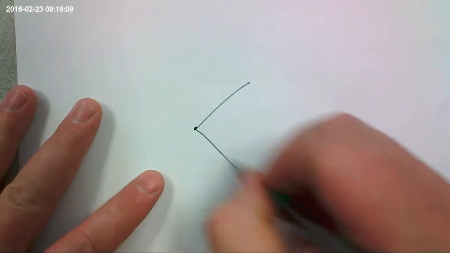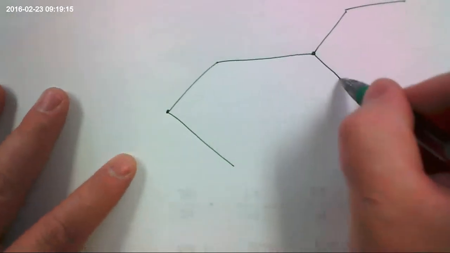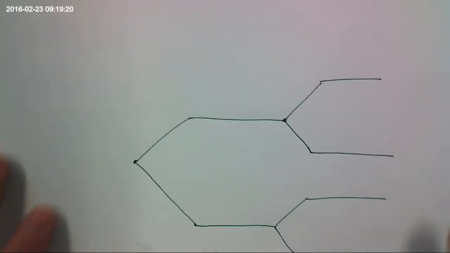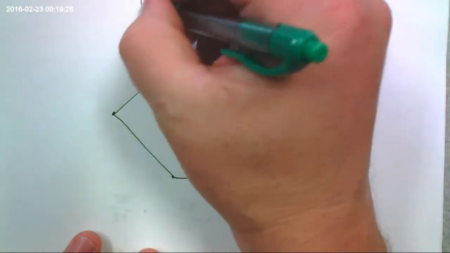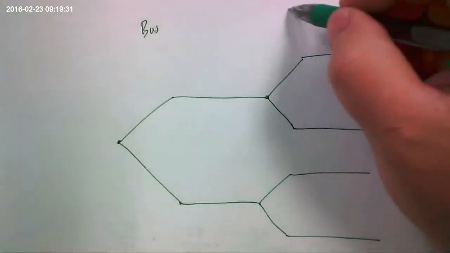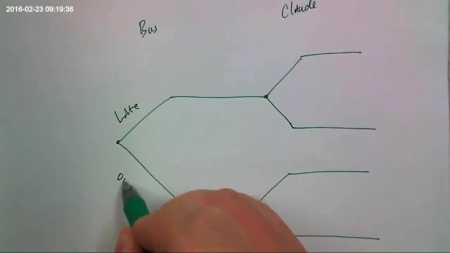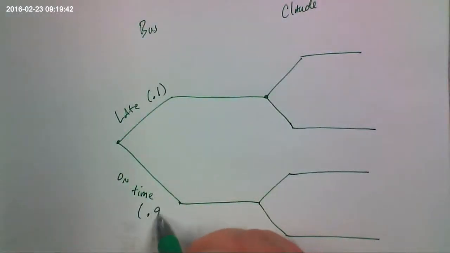Okay. Let's make a nice tree diagram. You could do this with us. How many of you got 0.08 for that answer anyway? Because it's right. Okay. Well, looks like a spaceship. Very beautiful. So we'll say this is the bus, and this is Claude. The bus could be late, or it could be on time. So 0.1, 0.9, we good?